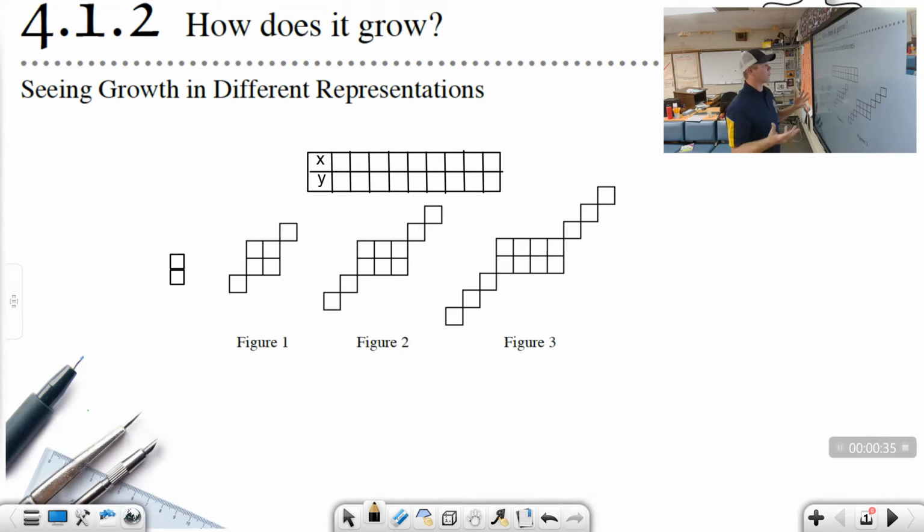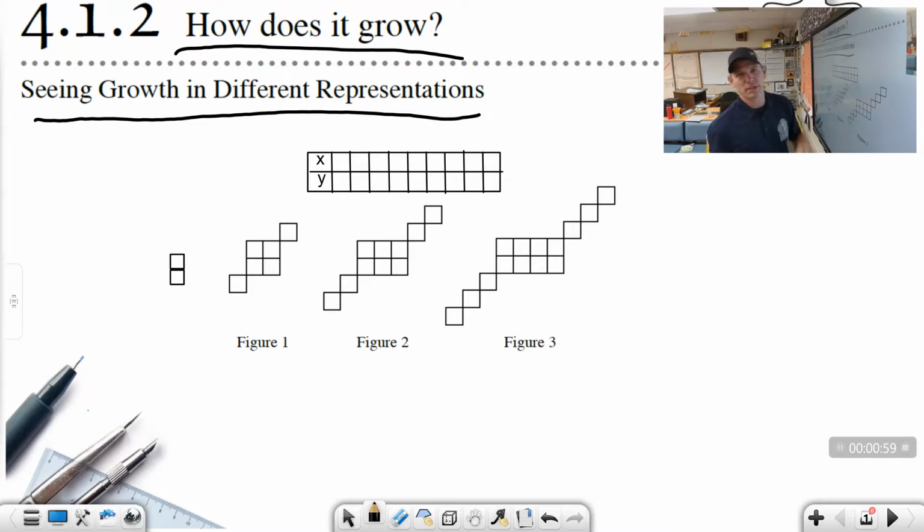So here's what we're doing. We're asking ourselves the question, how does it grow? We're still looking at tile patterns, and what we're looking for is where is it growing? We're trying to make a connection between what we're seeing in the tile pattern and seeing it in the table. We're seeing growth in different representations.